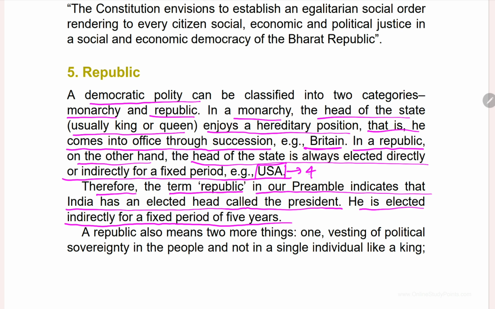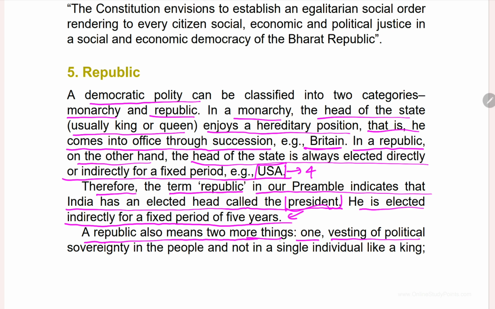In the US, we have seen that for a period of 4 years a person is elected directly, but in India there is an indirect election for the post of president, and the president is usually appointed for a fixed period of 5 years, and this is what the word republic signifies. So India has an elected head, called the president, and he or she is elected indirectly for a period of 5 years. A republic also means two more things.